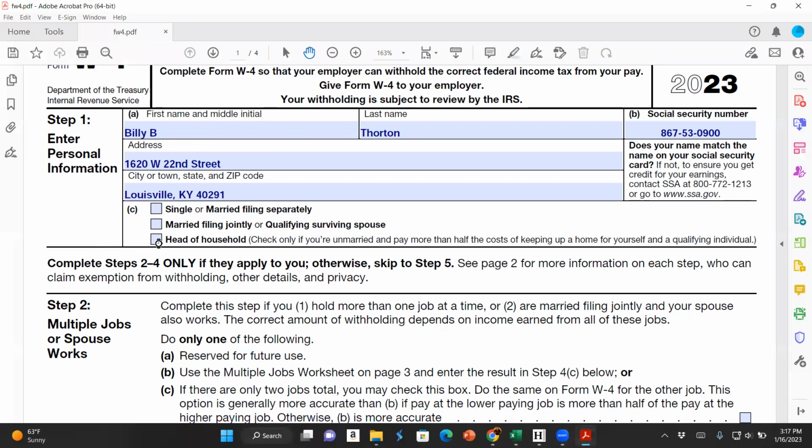Now, people get confused about the filing statuses. Head of household is only if you are unmarried and you pay more than half the cost of the home for yourself and a qualifying individual. That could be a dependent, which is your child, or it could also be a dependent that's a parent. You want to make sure that you check out the IRS rules for who a qualifying individual is to make sure that you actually qualify to be head of household and not just single.